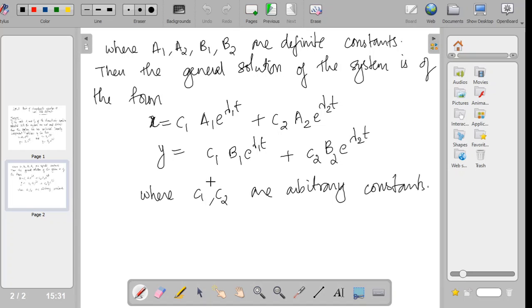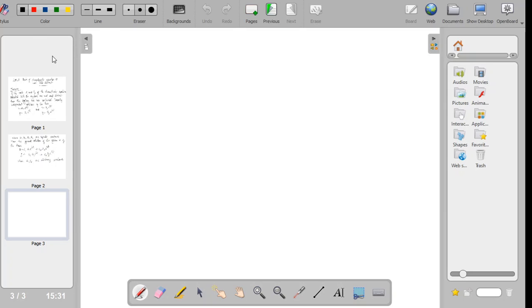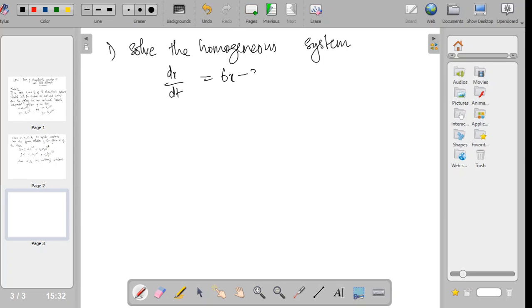So we will see a problem for finding the solution, where you are having real and distinct roots. The first question is to solve the homogeneous system: dx by dt equal to 6x minus 3y and dy by dt equal to 2x plus y.